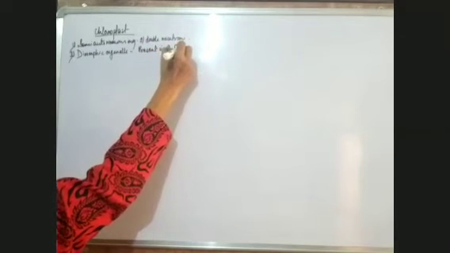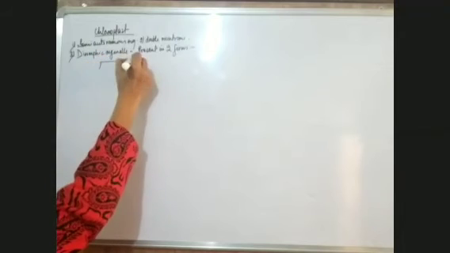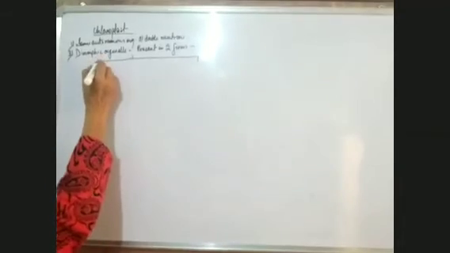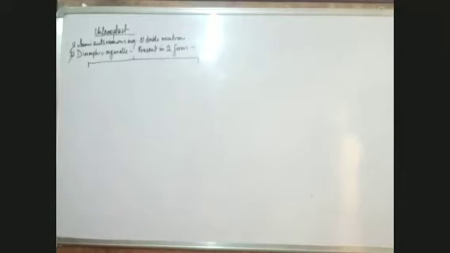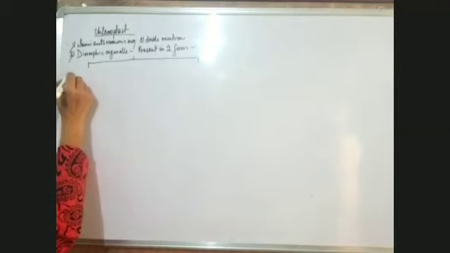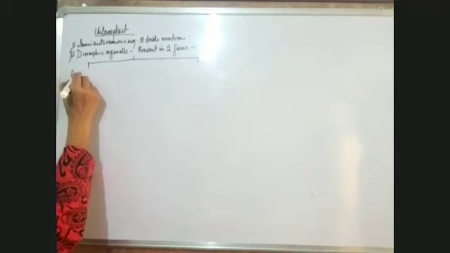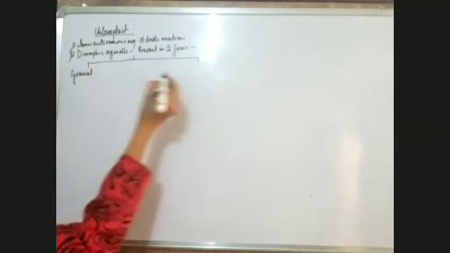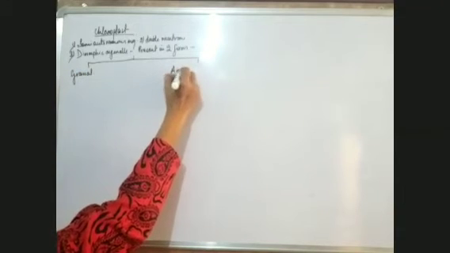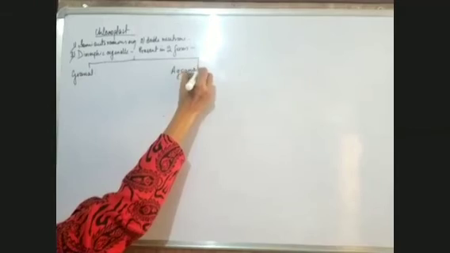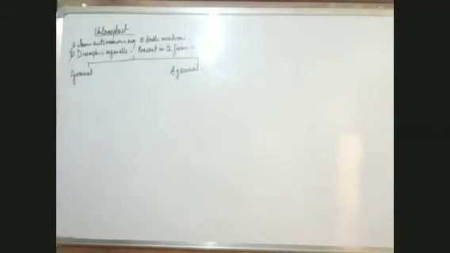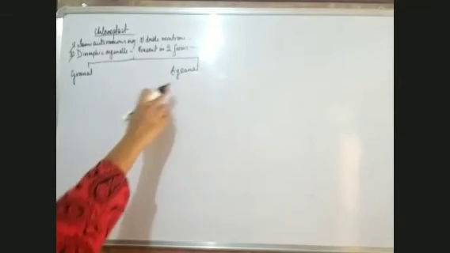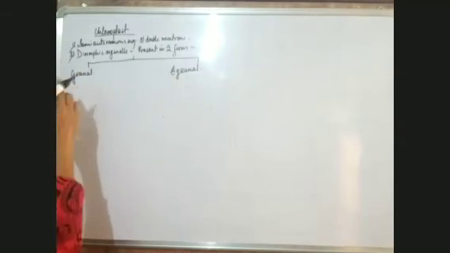Now those two forms are agranule and granule. The chloroplast is present in two forms, and those two forms are agranule and granule. First, I'll write here granule, and I'll write here agranule. As the name indicates, A means without grana. So this is without grana, whereas this is with grana.